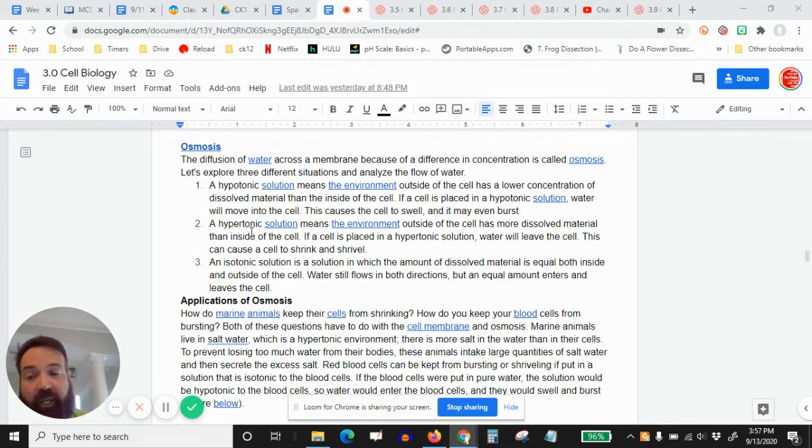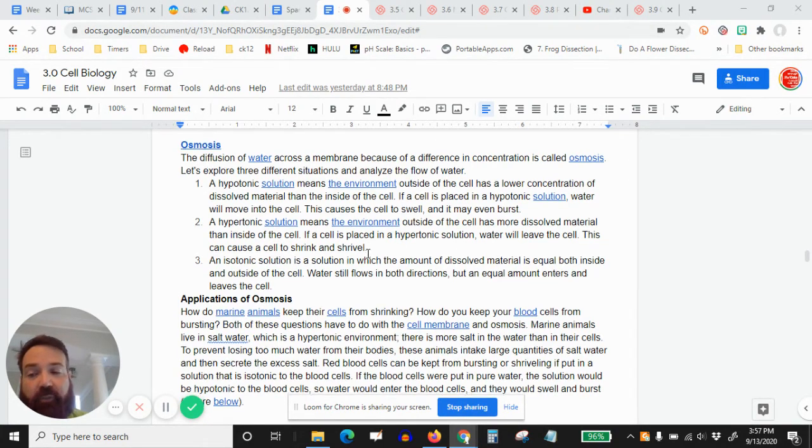A hypertonic solution means the environment outside the cell has more dissolved material than inside the cell. If a cell is placed in a hypertonic solution, water will leave the cell. This will cause the cell to shrink and shrivel.